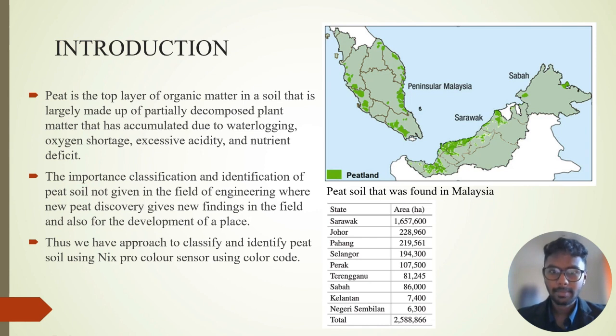As you can see in the map given at the slide, most peat are found at the east coast of Peninsular Malaysia and also at the west coast. And there's peat found in Sabah and also in Sarawak. They are mostly in the coastal area.